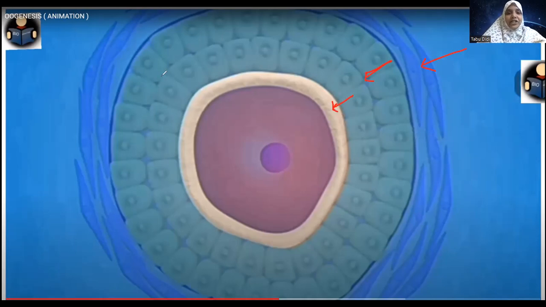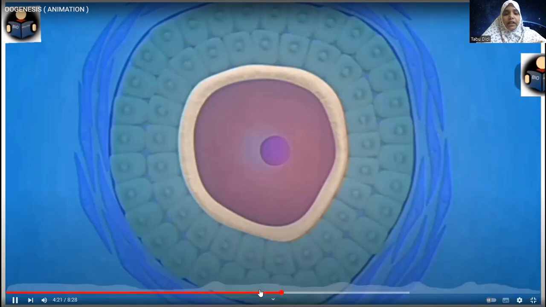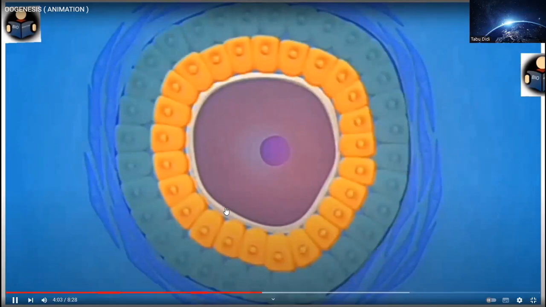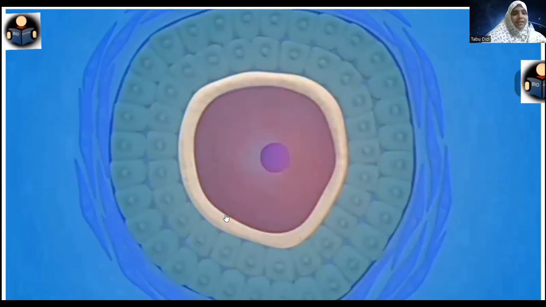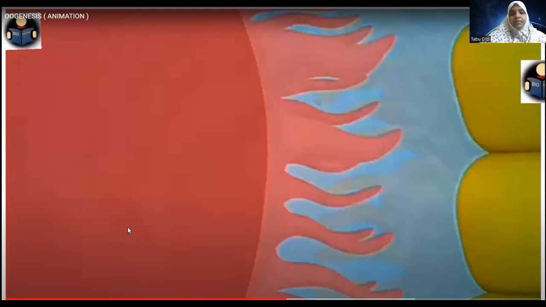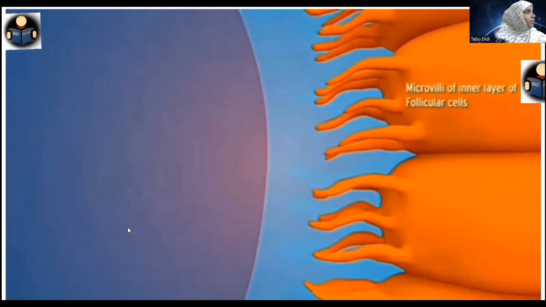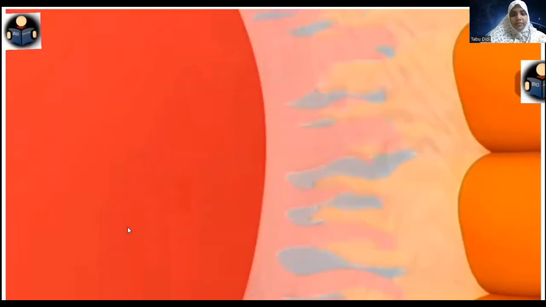Okay, too much of lecture. Let's just see the video. Primary oocyte and follicular cells. I'll repeat again. Amorphous material accumulates between the inner cell of follicular cells and the primary oocyte. This glycoprotein rich material fuses to form a complete striated membrane called zona pellucida. It is derived from both primary oocyte and follicular cells. Numerous microvilli of primary oocyte project into the zona pellucida, where they come in contact with similar processes of the inner layer of follicular cells. It helps in transfer of nutrition to the developing ovum.